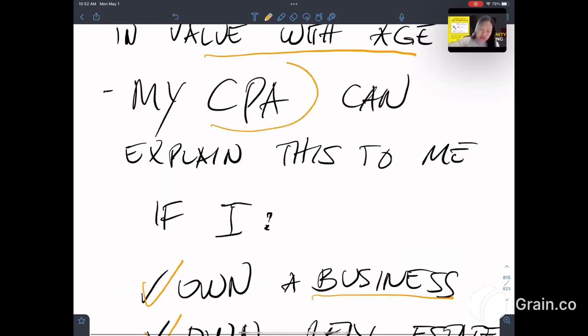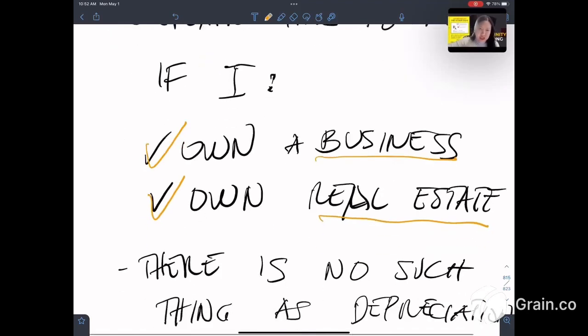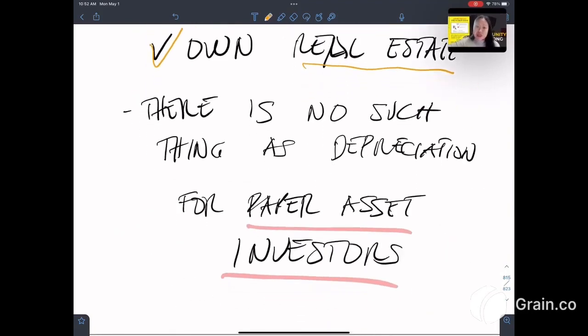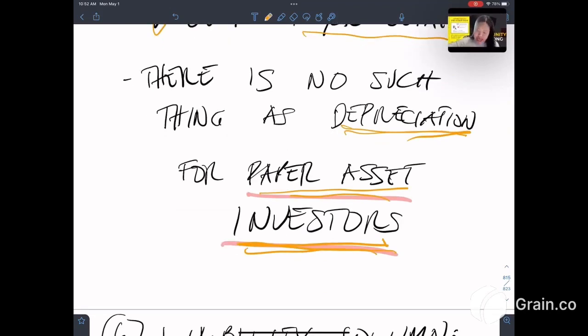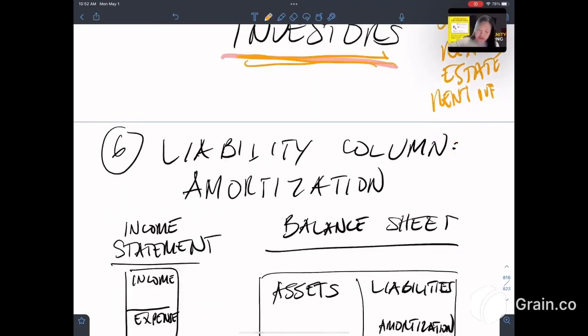And this is where you need your CPA, your team. One of your team members is a certified public accountant, or a CPA. There is no such thing as depreciation for paper asset investors, and no depreciation if you're an employee. There is depreciation if you have a business and you own real estate, which you rent out. It has to be a business. It cannot be a hobby.